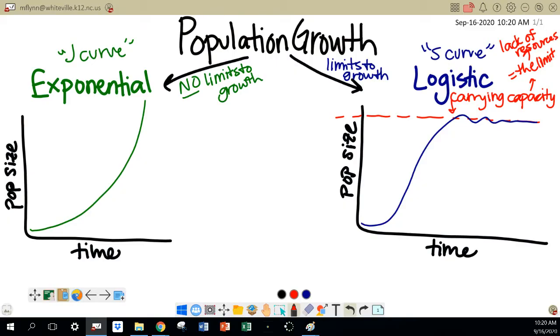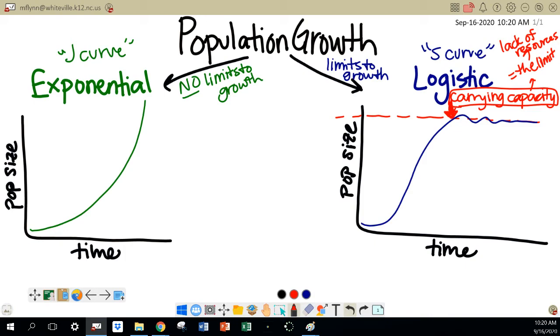Okay, so that's the limit due to lack of resources. That term is really, really important. The reason why there is a limit in logistic growth is because of that carrying capacity. That is that red dotted line. That's where it levels off.